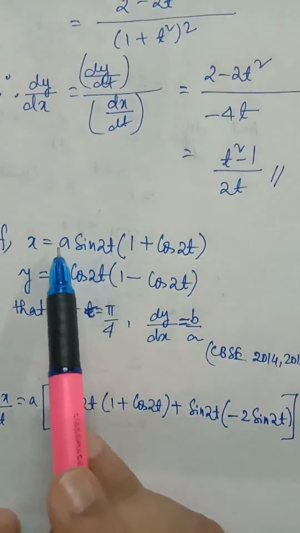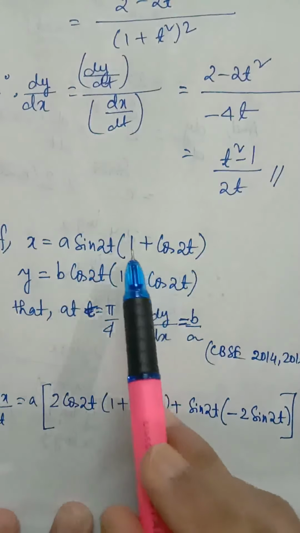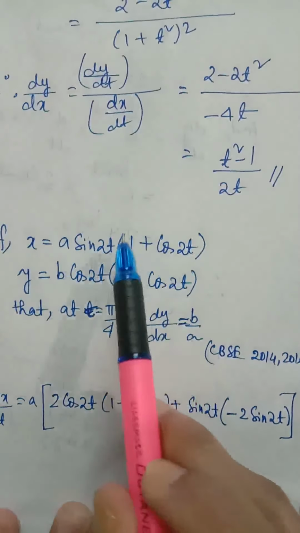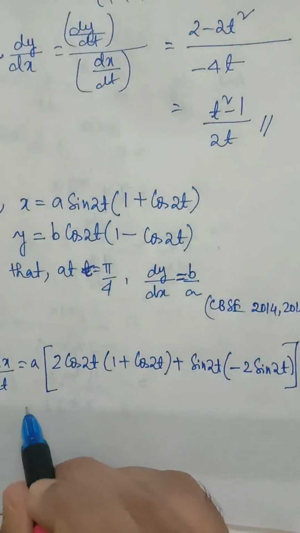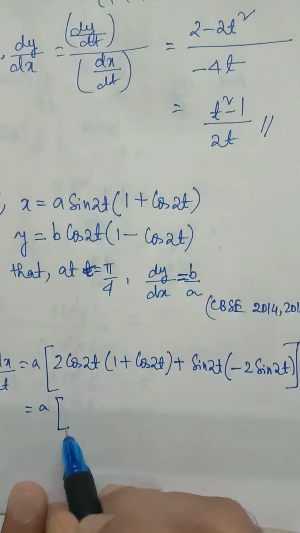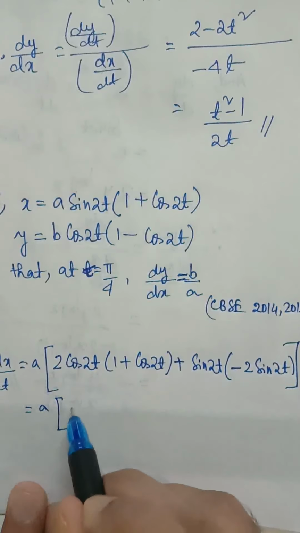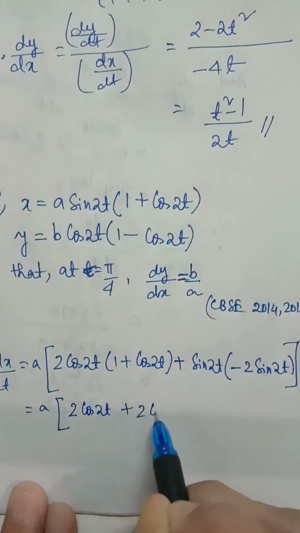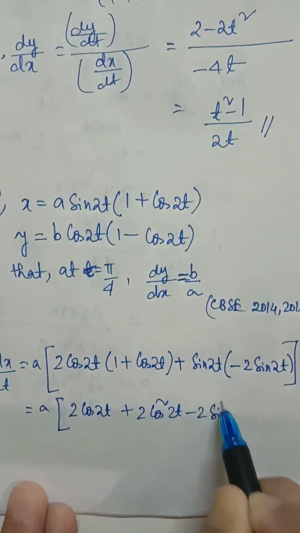Okay, a is constant, I have written here. Derivative of sin 2t is this, 1 plus cos 2t unchanged, sin 2t unchanged, derivative of 1 plus cos 2t is this. Now a into 2 cos 2t, plus 2 cos square 2t minus 2 sin square 2t.